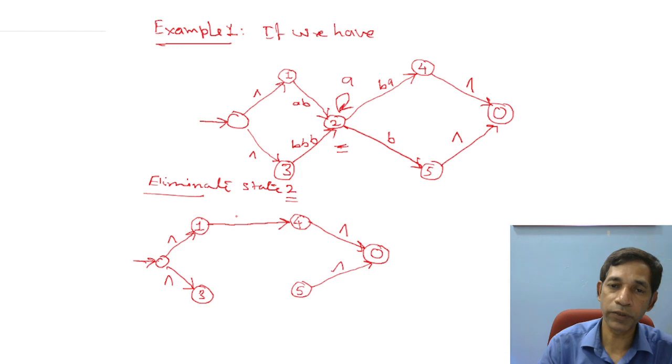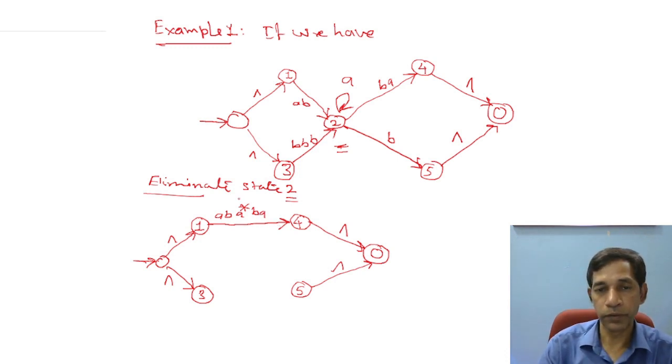And what is the regular expression? From 1 to 2, you are going for AB. Then you have the Kleene star, you can repeat the A, you have the loop. Then for the regular expression BA, you are going to state 4. So you have BA. So this is the regular expression. Okay, so this is one path.